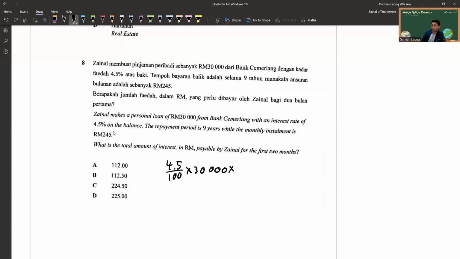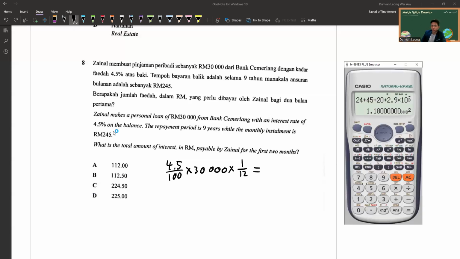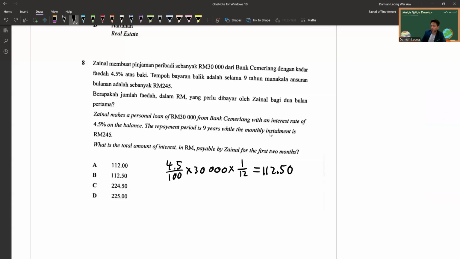Actually it is PRT: principal 30,000 times interest rate 4.5% times time. Time is 1 month, which means 1/12 of a year. So we calculate 4.5% times 30,000 times 1/12. Change back to normal mode. 112.5. That's the first month only. That's not the answer.